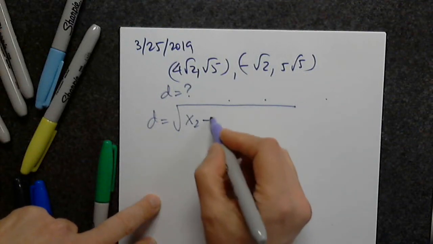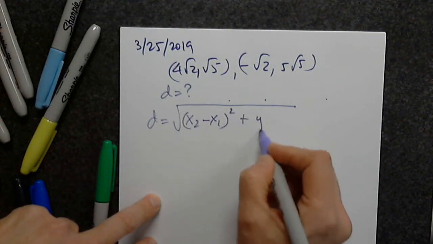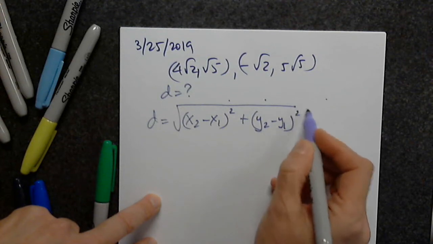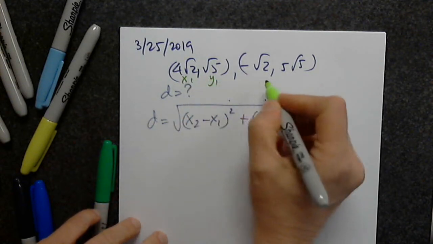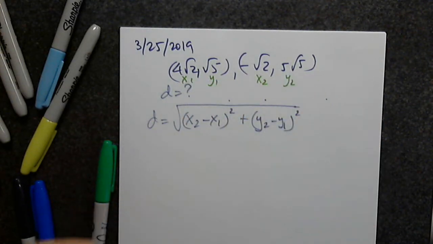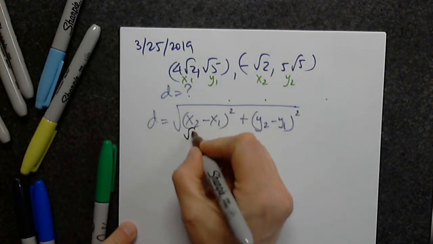Formula: x2 minus x1, everything squared, plus y2 minus y1, everything squared. I will label my points. I recommend x1, y1, x2, or x sub 2, y sub 2. And then plug them in. So I copy the square root of 5 here.